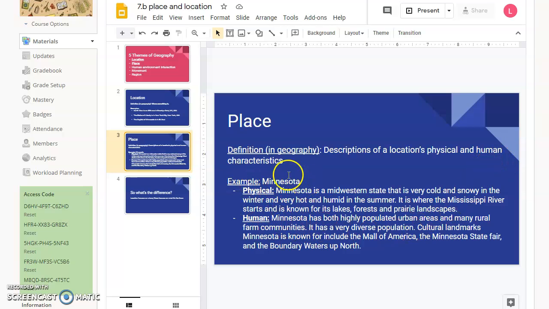So an example of Minnesota as a place, our physical would be that Minnesota is a Midwestern state that is very cold and snowy in the winter and very hot and humid in the summer. It is where the Mississippi River starts and is known for its lakes, forests, and prairie landscapes.